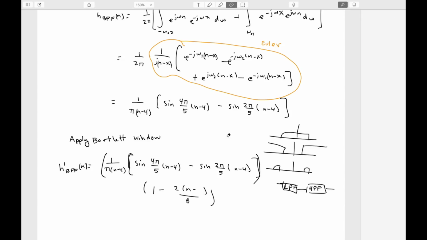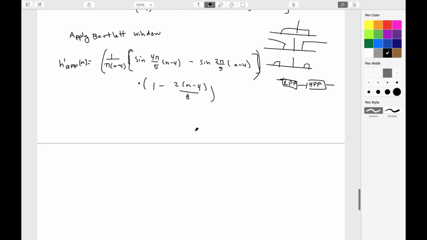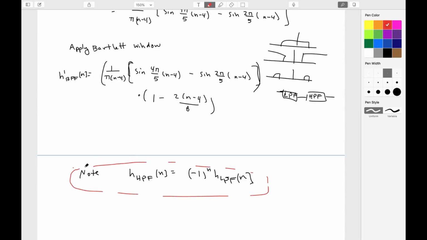Really, everything that we have learned about filter design for FIR filters applies here. I just am going to need to multiply by the windowing function. All right. Last little note before I conclude, just a quick reminder that H for a high-pass filter at n is equal to minus 1 to the n times H low-pass filter of n. So usually we design our high-pass filter by designing a low-pass filter, but we need to keep this in mind. This is a little hint for doing some specific types of problems.